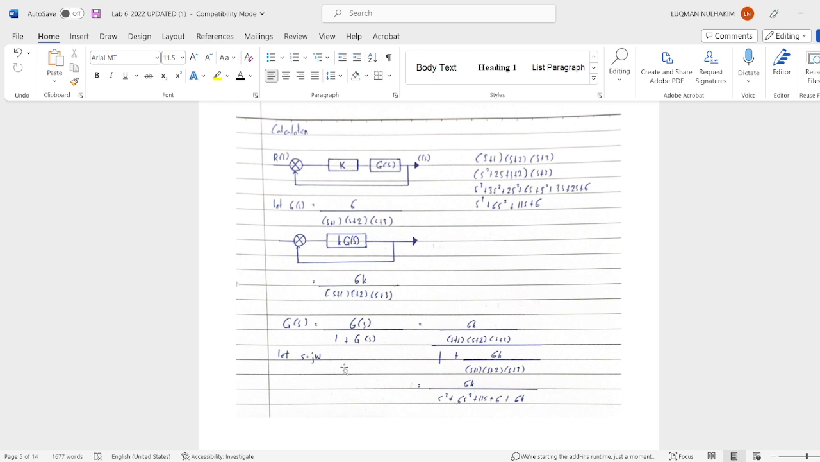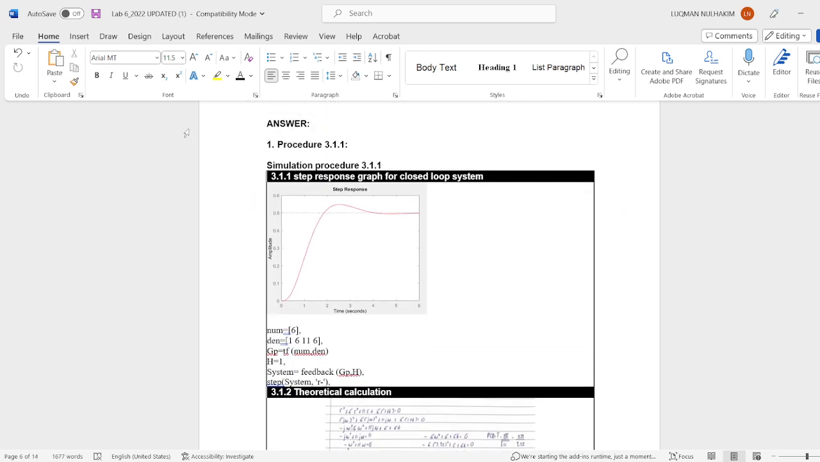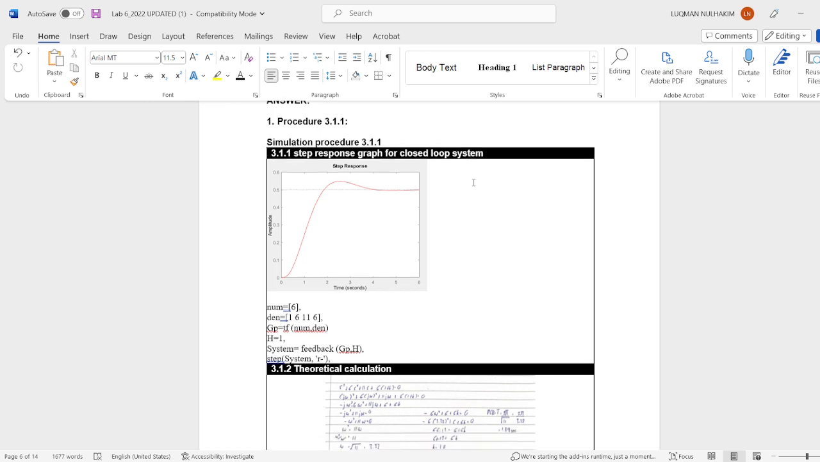So the final answer is this: 6K over s cubed plus 6s squared plus 11s plus 6 plus 6K. Next, this is the answer for the step response graph for the closed loop system.